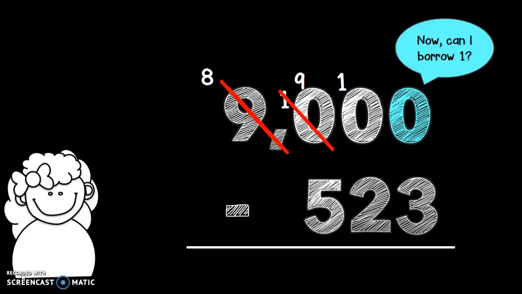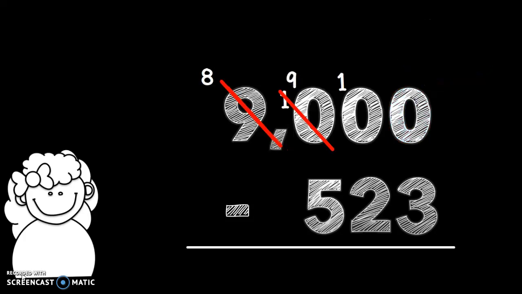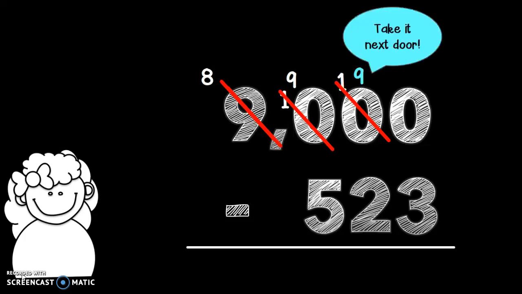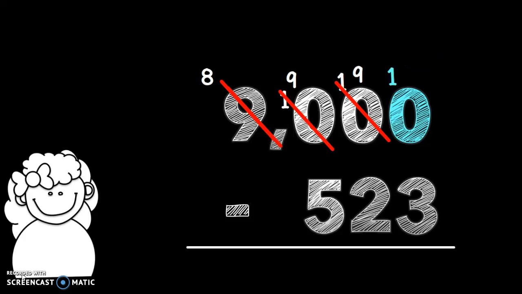Now the 0 in the ones place says, now can I borrow a 1? So we cross out that 10, really the 0 in the tens place. It becomes a 9. The 9 says, take it next door. We add the 1 above the 0 in the ones place. And now we're ready to do our subtraction.